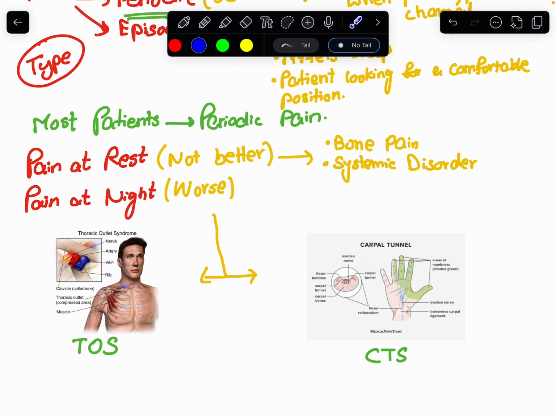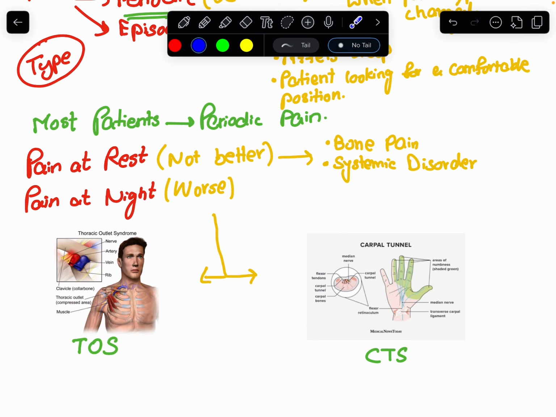Why? Because if you have studied carpal tunnel, you will know that the median nerve in the wrist gets compressed under the carpal ligaments, and this leads to compression of the nerves and causes an immense amount of pain at night. And similarly, thoracic outlet syndrome also involves compression of the nerves or arteries or the veins.